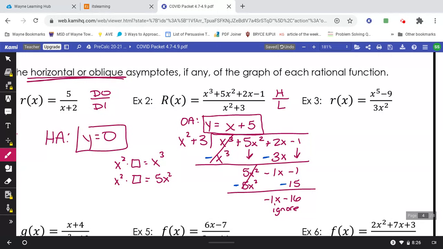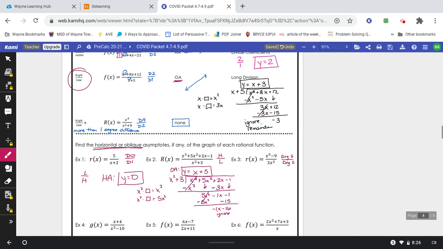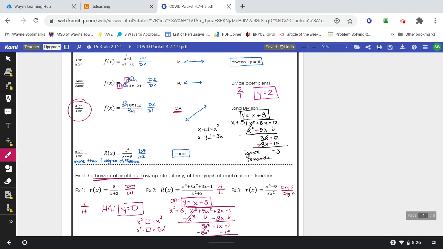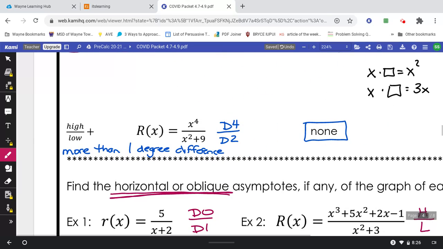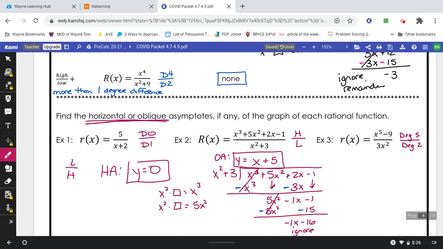All right, example 3. I have x to the 5th minus 9 over 3x squared. So this is a degree 5 over a degree 2. Remember, degrees are looking at the exponents. All right, so I go to my chart and I decide what I have here. Let's see, a degree 5 over 2. 5 is going to be high, 2 is going to be low. And 5 and 2 are more than 1 degree difference. So this is going to end up being a high over low plus. Bring it down here. High over low plus means there's none.